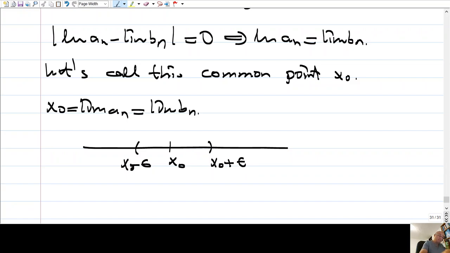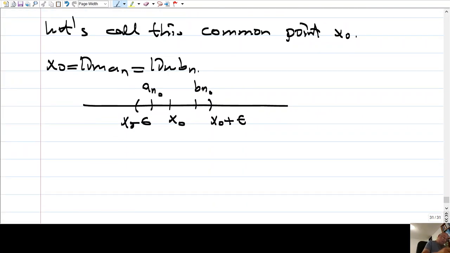But I know that a_n and b_n are converging sequences with limit x_0. So in this epsilon neighborhood, there is some a_n0, some a_n1, and there is some b_n2, right, in this interval. By choosing the larger index, I can get this. Maybe I choose n_0 so that the interval [a_n0, b_n0] lies here. But I know that the interval [a_n0, b_n0] contains infinitely many elements from S. Therefore, this interval contains infinitely many elements from S. That's the proof.